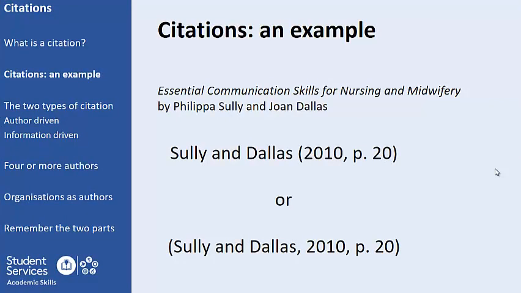In Cite Them Right Harvard, there are two ways you can do this. As you can see, both versions of this citation contain exactly the same information: the author's surnames, Sully and Dallas, the date of publication, 2010, and the page number, page 20. Really, the only difference between the two is where we place the round brackets and how many commas we use.